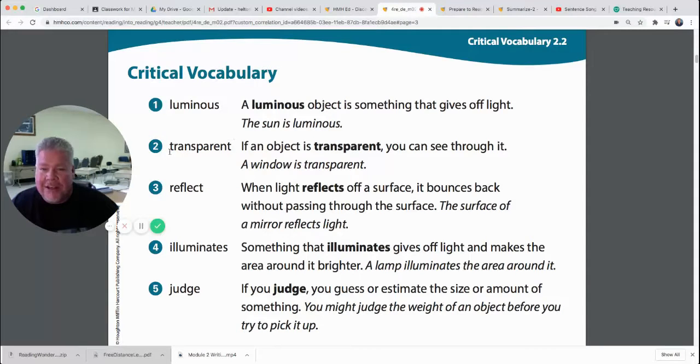Transparent, that's going to be a science word that we'll learn this year when we talk about light. Transparent, if an object is transparent, you can see through it. A window is transparent. It's good if some things are transparent. We want windows to be transparent because we want to see through them. What else would we want to be transparent? Maybe a glass that we're drinking from, or my water bottle is transparent so I can see the water I'm drinking, how much is left.